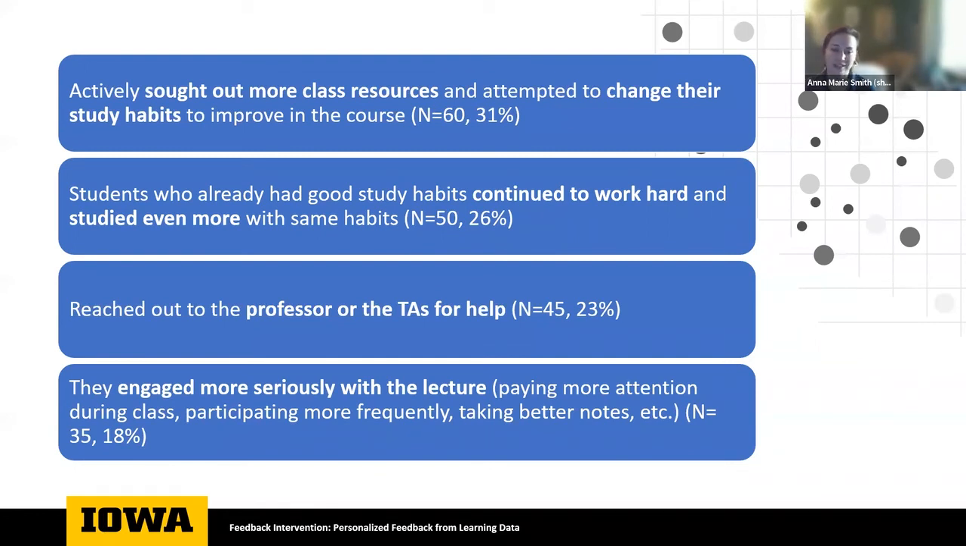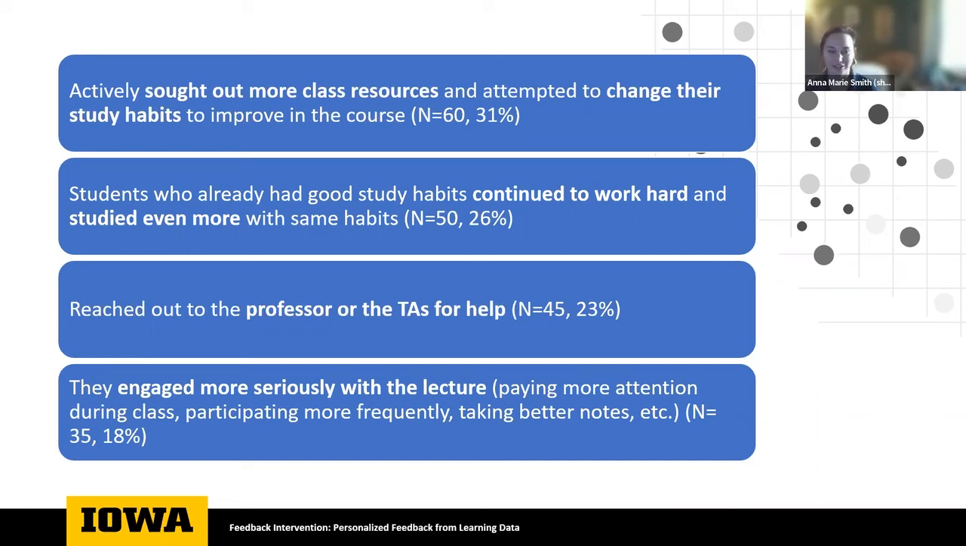We also, this is only in the fall semester, specifically asked them, after you received the email, was there anything you did or changed? And this harkens back to the fact that there are a lot of behaviors that we can't track. Unfortunately, and a little bit surprisingly to me, the things that students mentioned are not the things that we can track. The most common response was that they sought out more class resources, which we can look at through clicks on the PowerPoints and the various class resources, and attempted to change their study habits, which we can't track. That was about 30% of respondents.